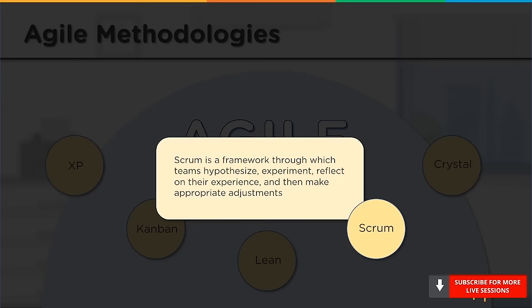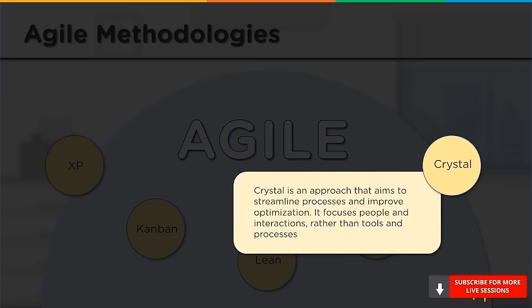Then we have Scrum. So we'll be taking a look at Scrum in a little bit, but basically, Scrum is a framework that involves teams establishing a hypothesis, then trying it out, reflecting on their experience, and making corresponding adjustments. And finally, we have Crystal. Crystal is a software development approach that puts people and interactions over tools and processes. With Crystal, processes are streamlined and optimization is improved. Crystal is applicable in scenarios where the focus is on the team communication being strengthened.